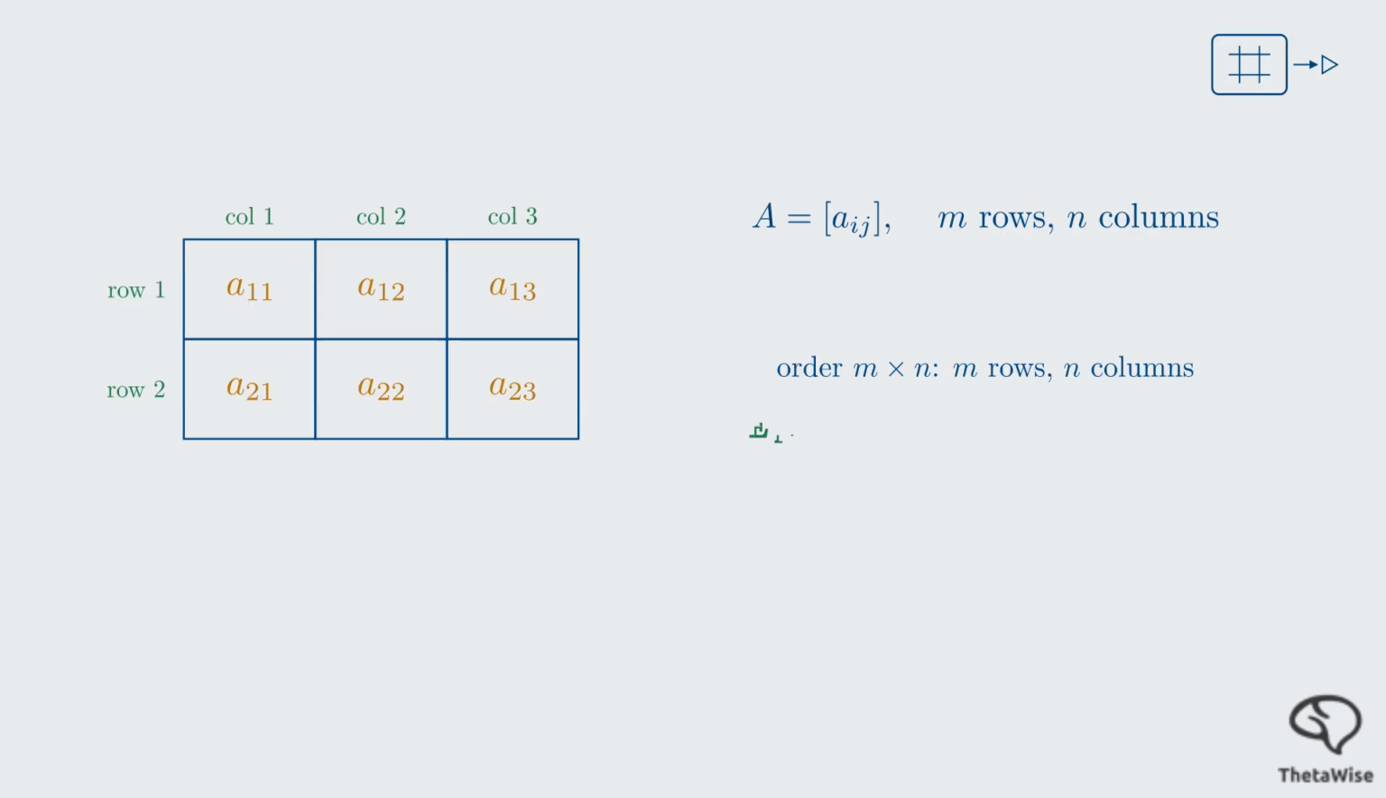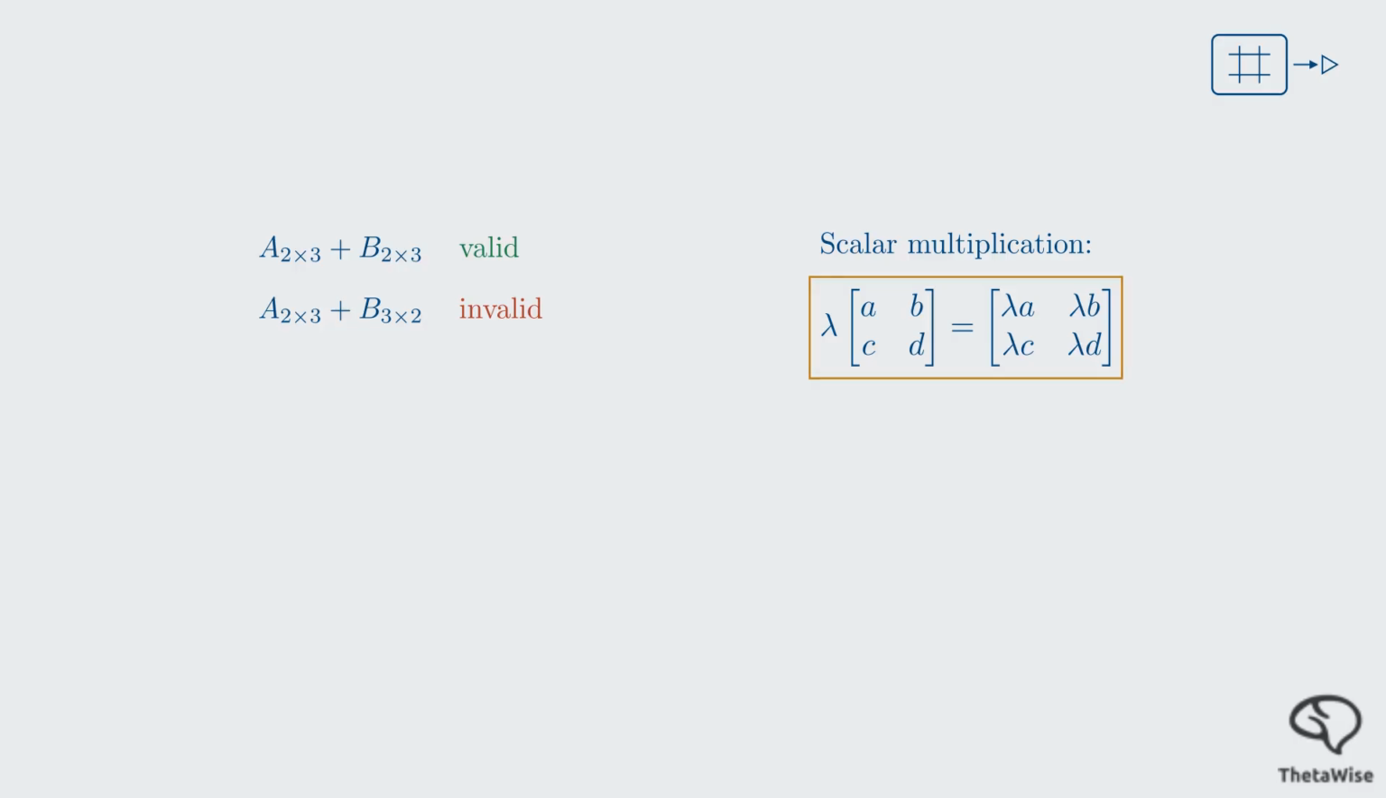Two matrices are equal only when they have the same order, and every corresponding entry agrees. Addition and subtraction require the same order, because entries must pair with entries. Scalar multiplication is simpler. Multiply every entry by the scalar. For example, multiplying a 2 by 2 matrix by lambda multiplies all 4 entries by lambda.